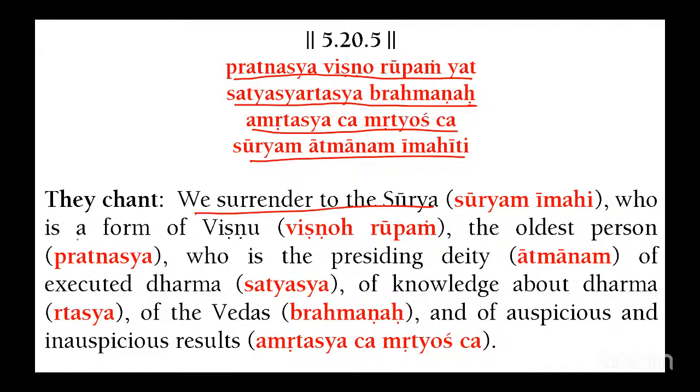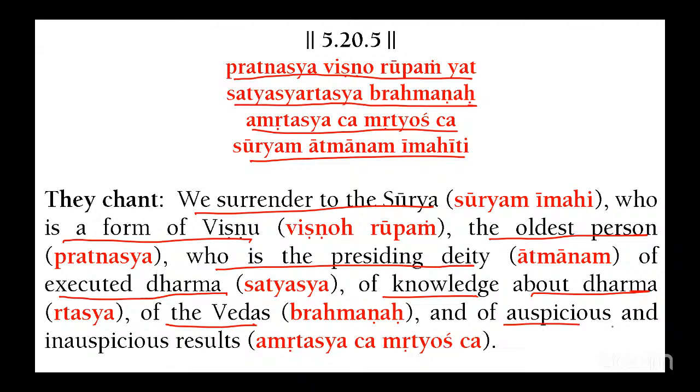We surrender to the Surya, who is a form of Vishnu, the oldest person, who is the presiding deity of executed dharma, of knowledge about dharma, of the Vedas, and of auspicious and inauspicious results. So they are worshipping Surya as a form of Vishnu, which means probably they are worshipping Surya as the eye of Vishnu, one of the eyes of Vishnu.